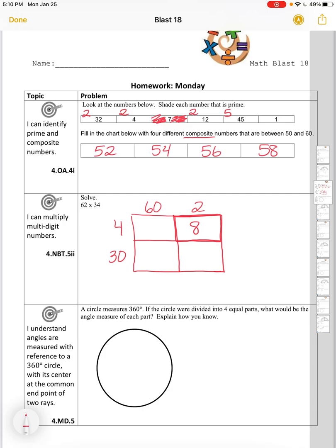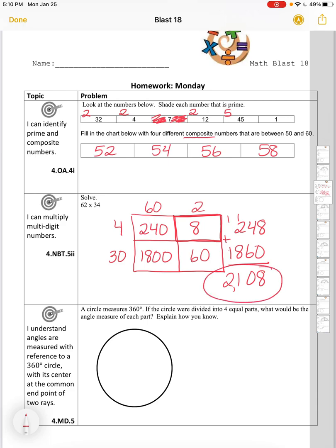I have 60 times 4, which is 240. I have 30 times 2, which is 60. And I have 30 times 60, or I could think of that as 3 tens times 6 tens, which is 1,800. Now I want to add all the parts to my product. 240 plus 8 is 248. 1,800 plus 60 is 1,860. I'm going to add these together. I get 2,108, and that is the product of 62 times 34.